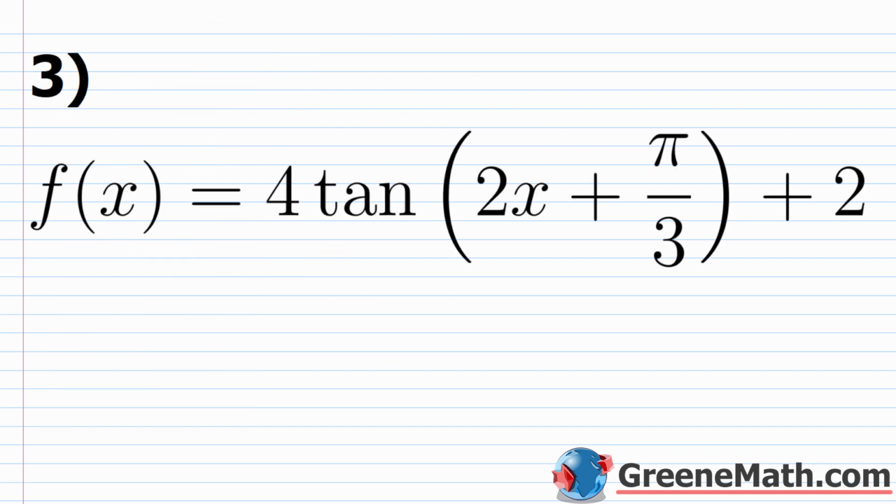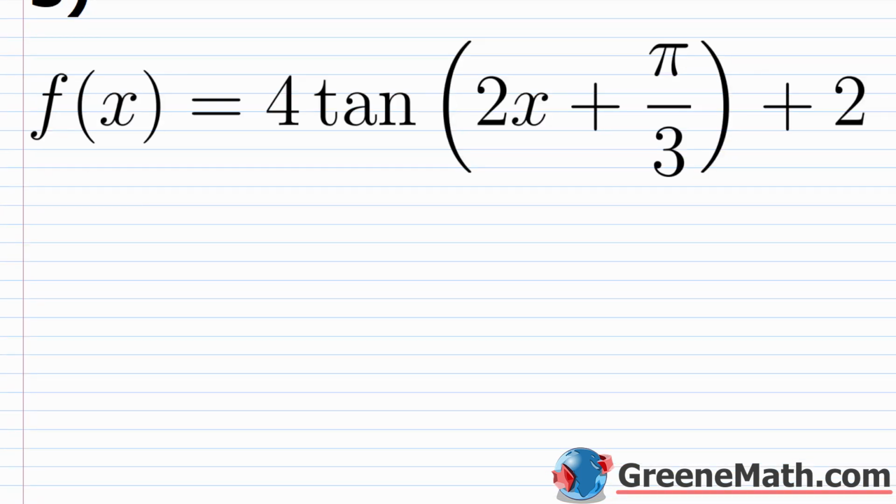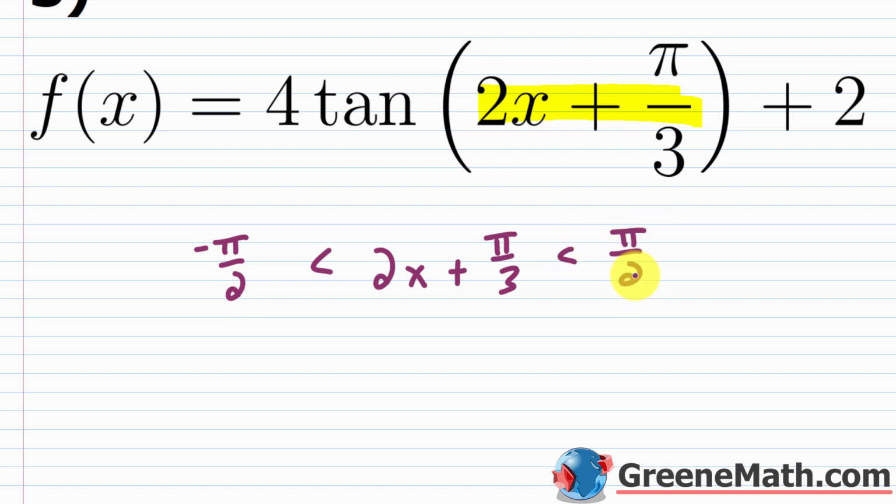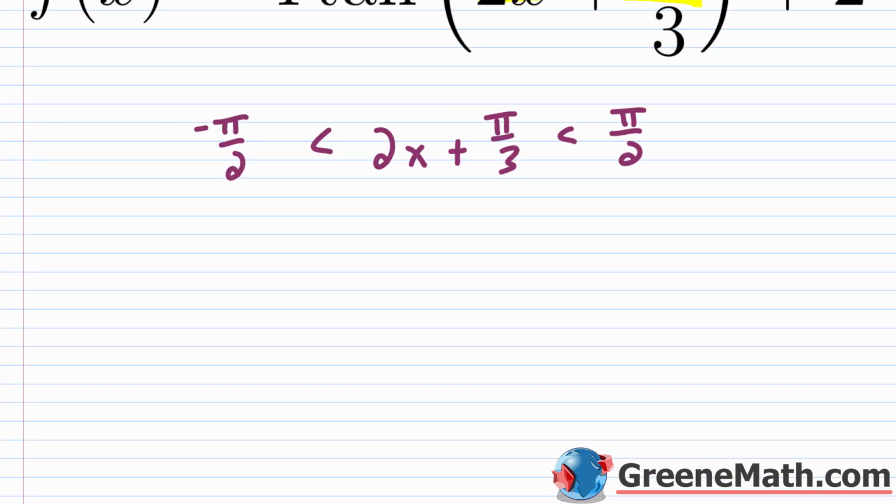So now that we found all that, let's find the 2 consecutive vertical asymptotes, and we'll get the 3 points that we need. The first thing is you're going to take your argument, the 2x plus pi over 3, and set it greater than negative pi over 2 and less than pi over 2. If you want, you can clear the fractions or you can work with them. I think fractions are very tedious to work with, so I always clear them. You have a denominator of 2, a denominator of 3, and a denominator of 2, so the least common denominator would be 6.